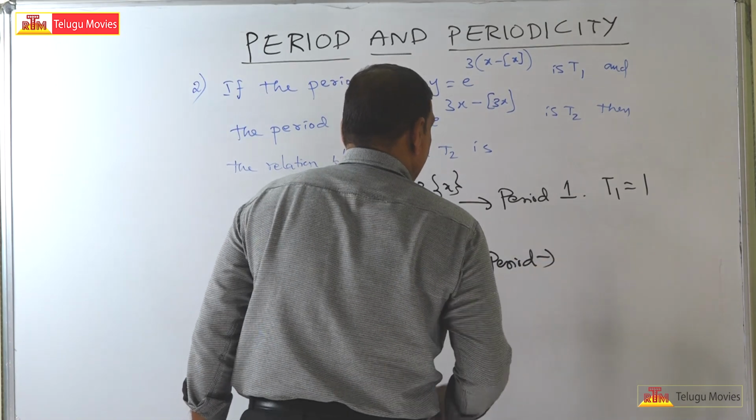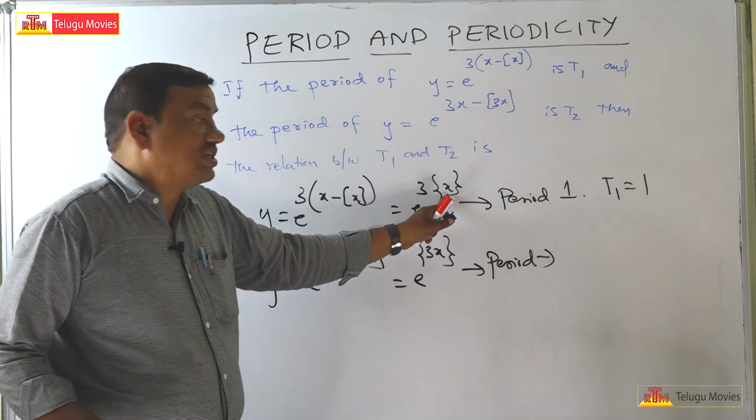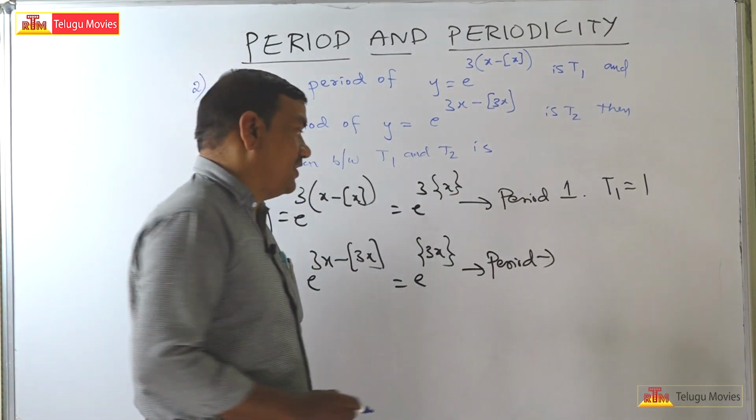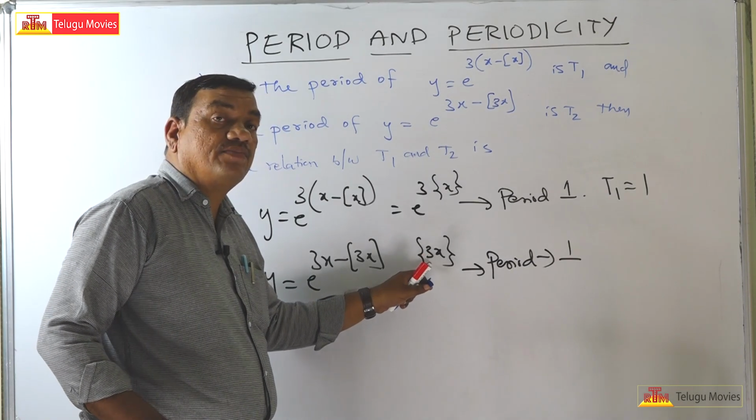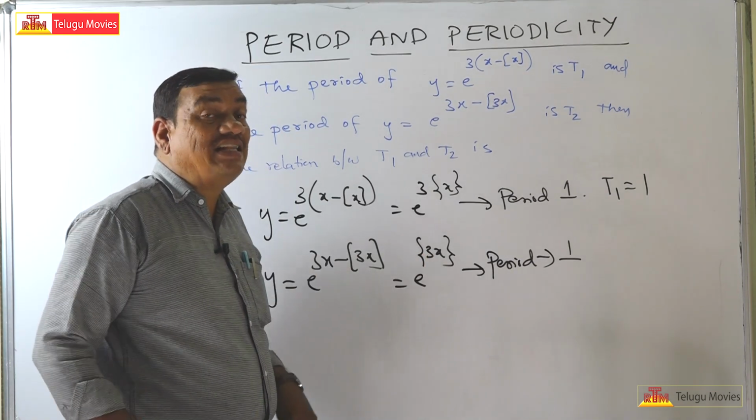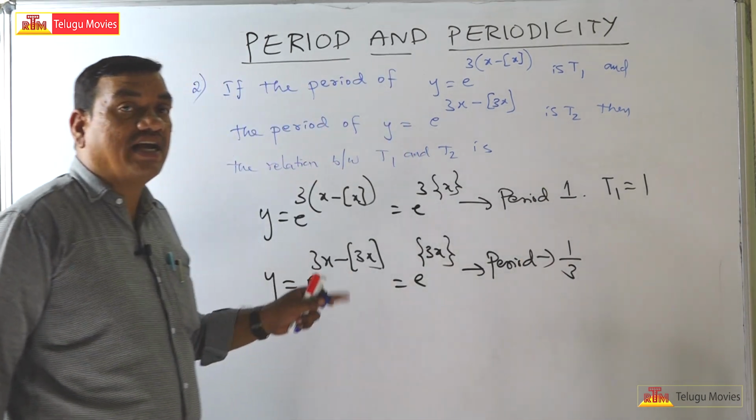The period of this function, for the fractional part of x, is how much? It is 1. But what is the x coefficient here? The x coefficient inside the fractional part is 3. That's why 1 by 3 is the period of the second function.